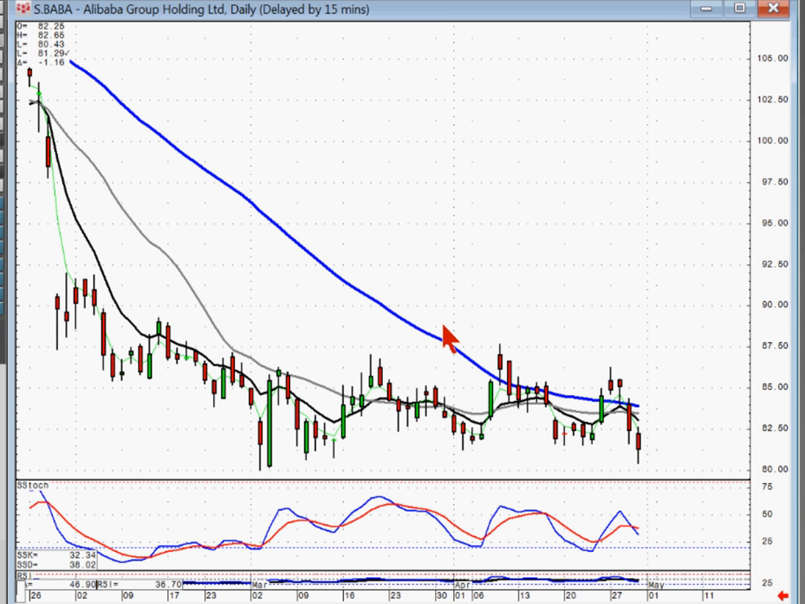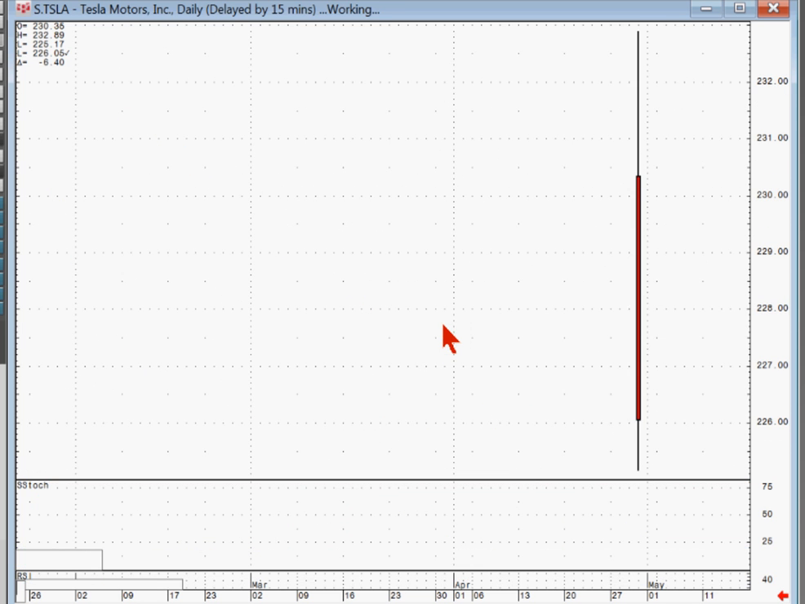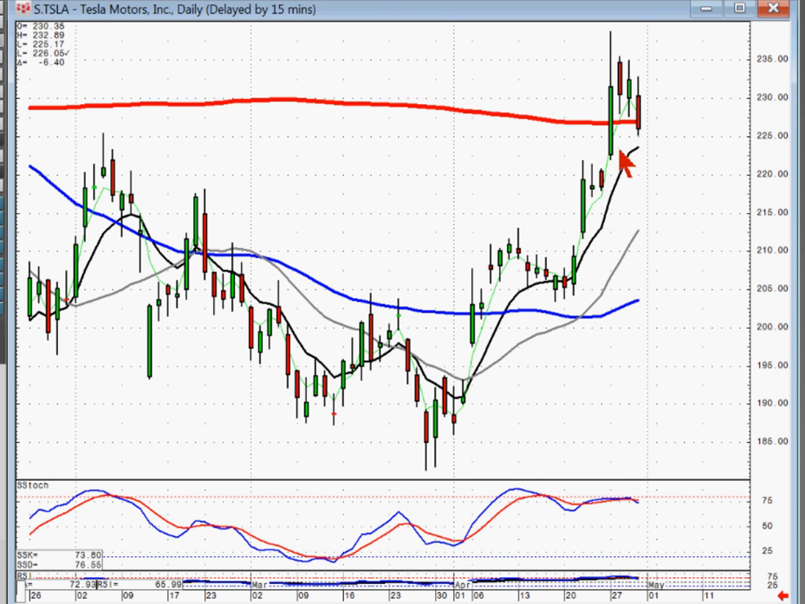Baba, nothing here, except you can probably get ready to go short if this opens lower. Tesla, you stay long because you don't have a sell signal up here. But you watch what it does once it gets here to the T line. Make sure that it stays above the T line.